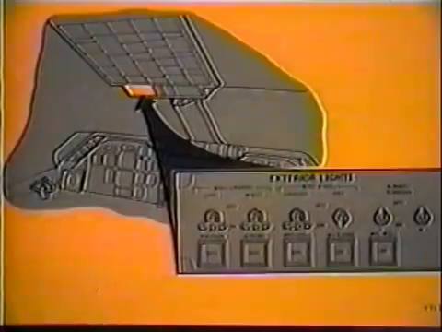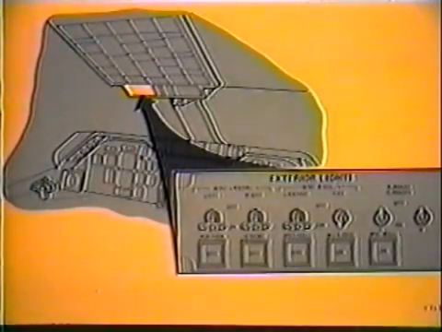Exterior lights. The exterior lights panel is located on the eyebrow panel and contains all the controls for the exterior lights.